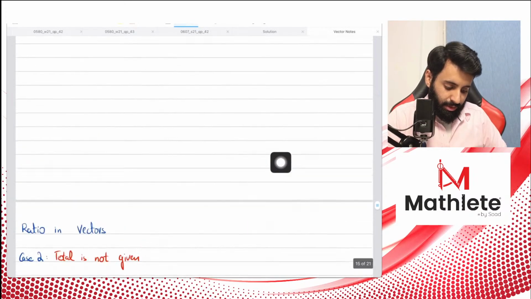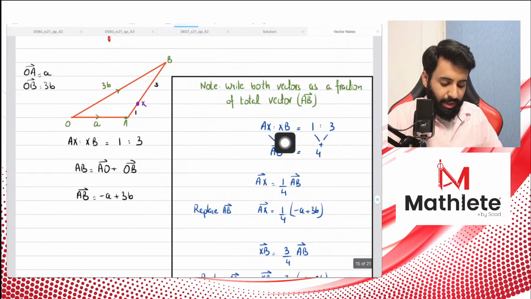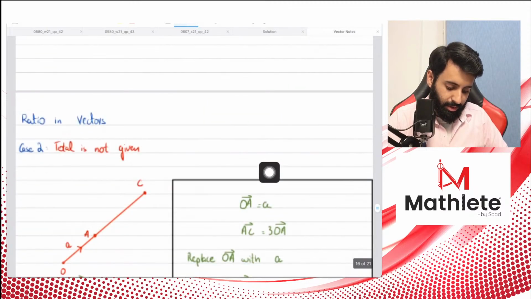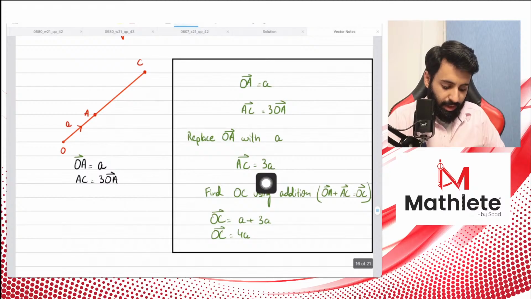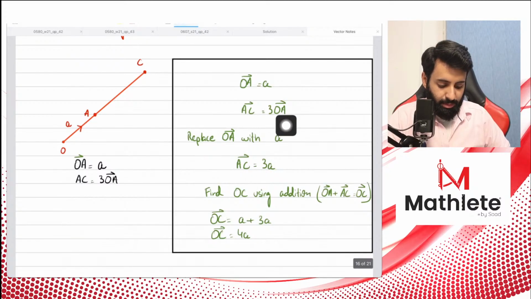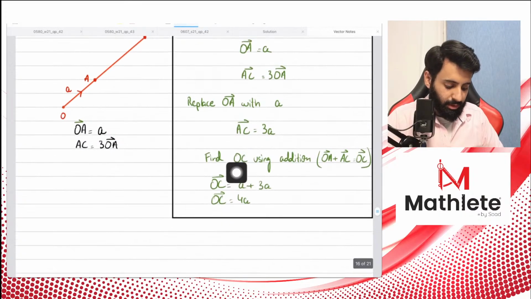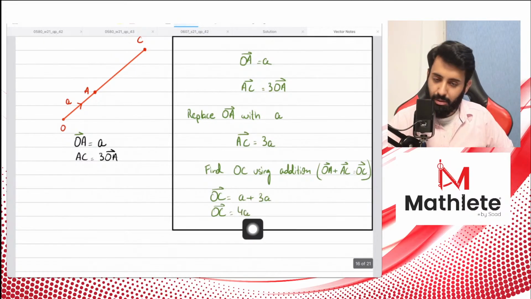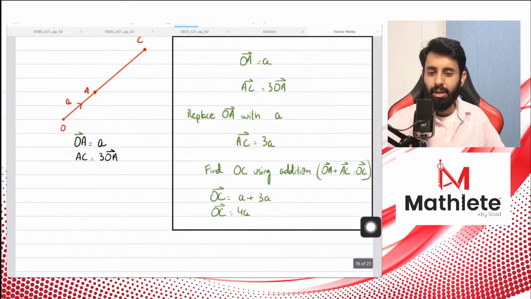How is this different from the previous one? In that one, we didn't know what AX was, we didn't know what XB was. In fact, what we knew was the total, which was AB. But here, since you already know what OA is, you can immediately find out AC by replacing OA with A, and hence you have 3A. Then you can find OC easily by using the addition rule, OA plus AC equals OC, and that means A plus 3A, which is equal to 4A.